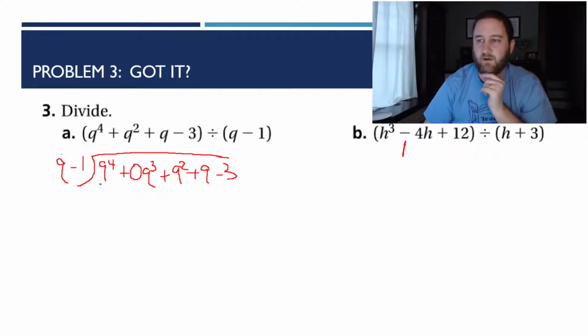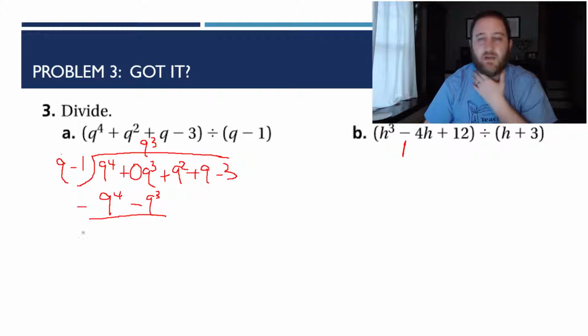Okay? Now again, I want to see how many times q goes into q to the 4th. And I'm going to put that term right above the second term, the 0q cubed term. So that is q cubed. Now I'll distribute. Q cubed times q is q to the 4th. Q cubed times negative 1 is negative q cubed.